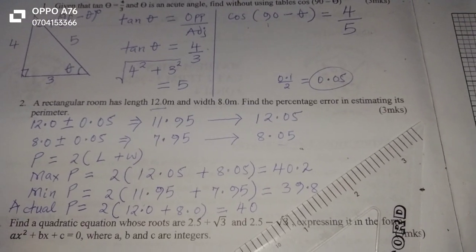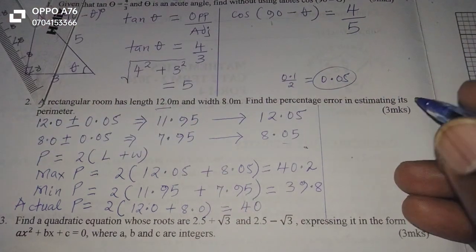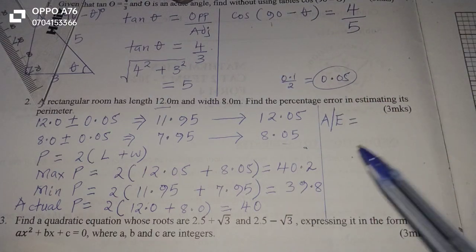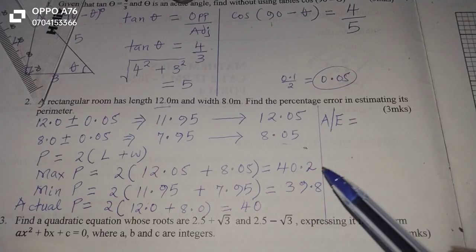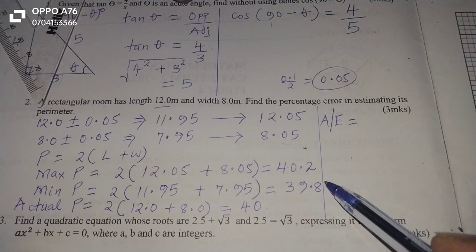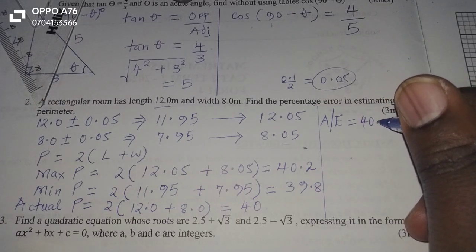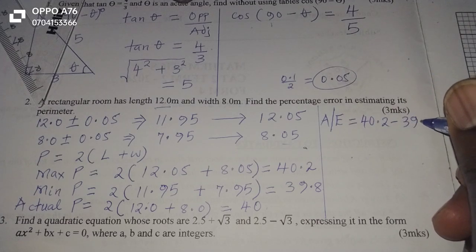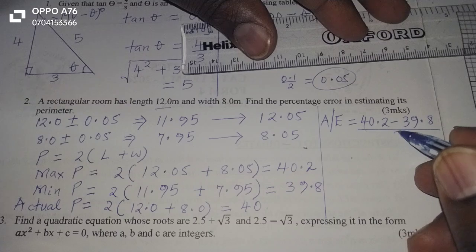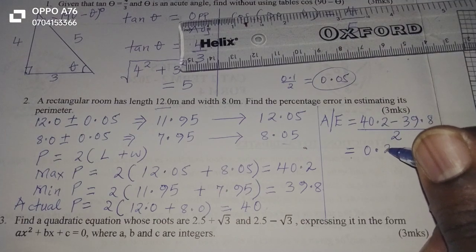For us to get absolute error, when the operation is an addition or a subtraction, we usually say that absolute error is given by either the maximum minus actual or the actual minus the minimum. Or we can take the maximum minus the minimum, then we divide by 2. So allow me to go by the last option, which is 40.2 minus 39.8. Then we divide this by 2. So 0.4 divided by 2, and this will give us 0.2. That is the absolute error.